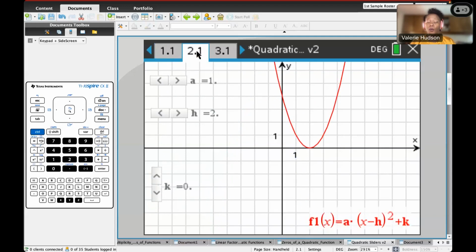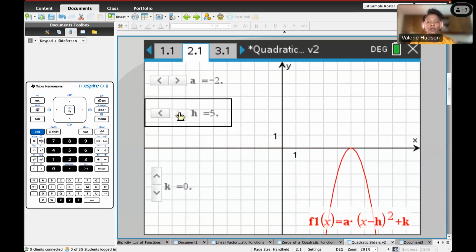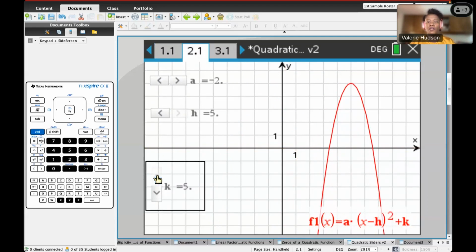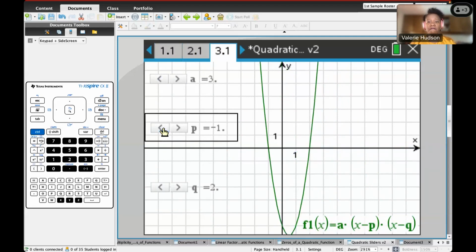On page 2.1, we have the vertex form. And again, questions in the handout or verbally. What's going on with this parameter? What's going on with this one? What's going on with this one? On 3.1, we've got the factored form, same idea.